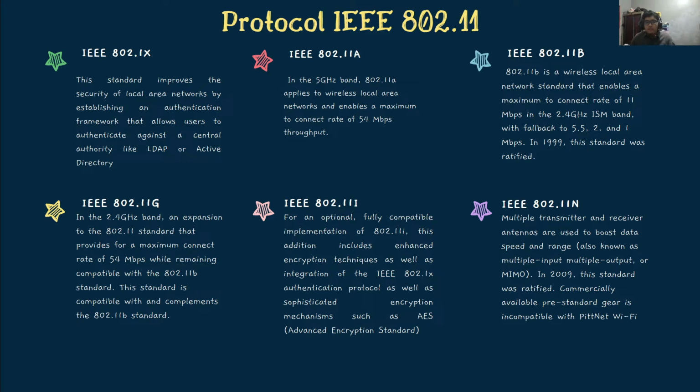802.11n. Multiple transmitter and receiver antennas are used to boost data speed and range, also known as multiple input and multiple output, or MIMO. In 2009, the standard was ratified. Commercially available pre-standard gear is compatible with the Wi-Fi.